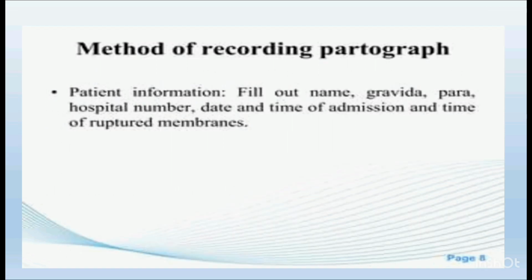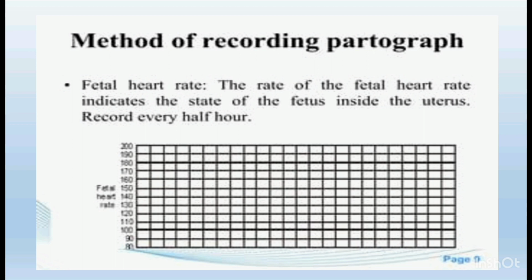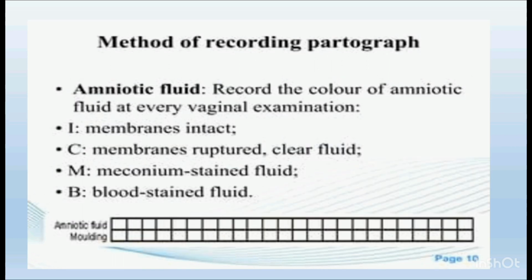Now the method of recording partograph. First, patient information. Fill out the name, gravida, para, hospital number, date and time of admission and time of ruptured membrane. Then fetal heart rate. The rate of fetal heart rate indicates the state of the fetus inside the uterus. Record every half hour.